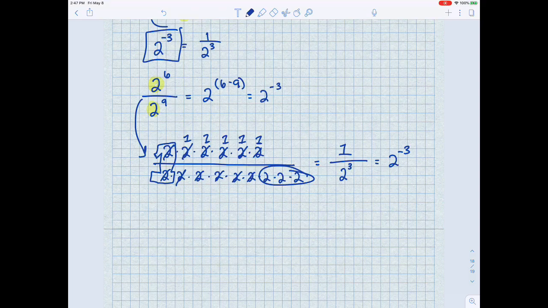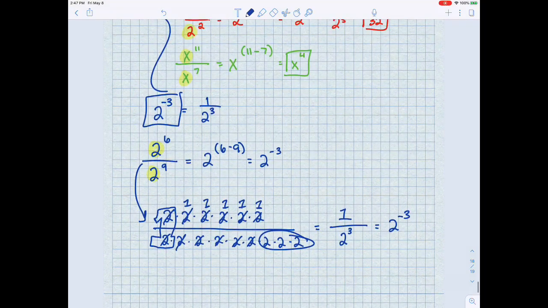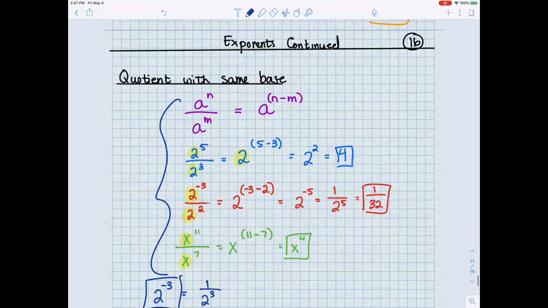So hopefully that clarifies why we work with negative exponents the way we do. But let me know if you guys have any questions about that, because I know negative exponents can be a little tricky. All right. Well, there you have quotients with the same base.